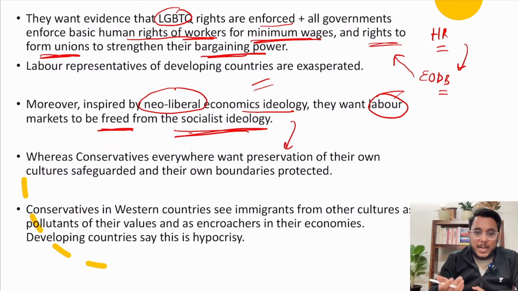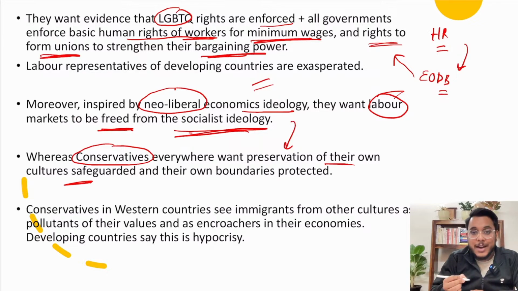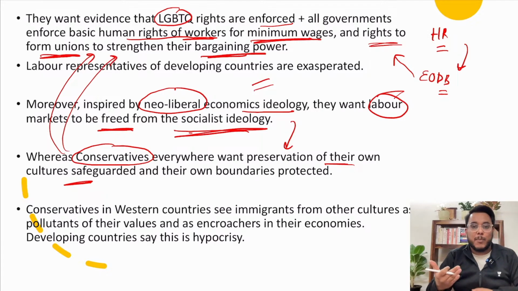Fine. Then, guys, after that particular thing, the conservatives, they want to preserve their own cultures. They want to safeguard their own cultures. In that particular thing, LGBT rights, many of the gender issues, they don't take that thing positively. They see it as an interference in their culture.